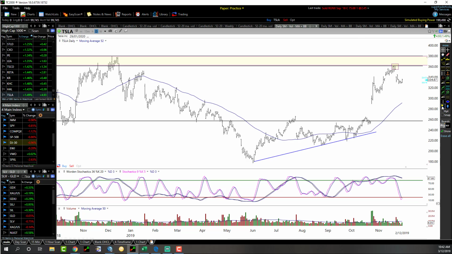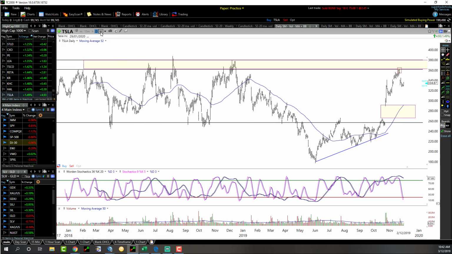I don't think this gap here is going to get filled anytime soon. I do believe that we're probably likely to hold here, or maybe hold here somewhere, and then start to rally up and down.